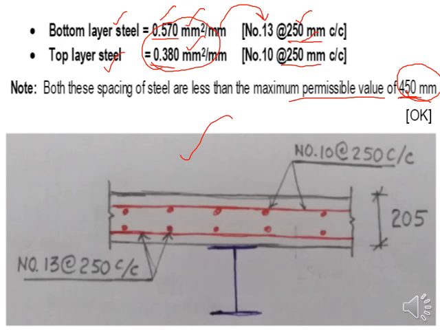So for those cases, wherever the diagrams or figures are given step by step, you have to show all of the results in the form of a schematic diagram likewise. So here you can see the bridge deck, and the top steel has been placed. This is number 10 at 250 center to center, and for the bottom steel it is number 13 at 250 center to center, both the longitudinally placed steel and the laterally placed steel.